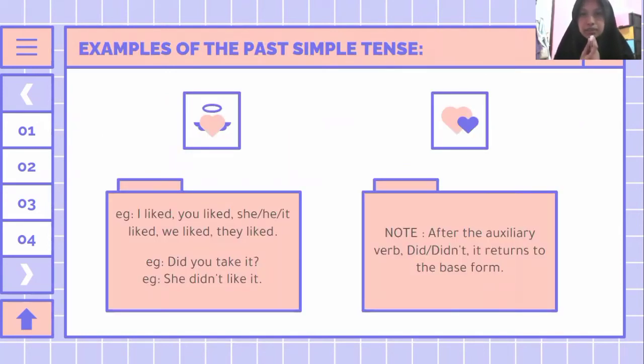Example of the past simple tense. For example, I liked, you liked, she or he or it liked, we liked, they liked. Example sentences: Did you take it? And she didn't like it. Note: after the auxiliary verb did or didn't, the verb returns to the base form.